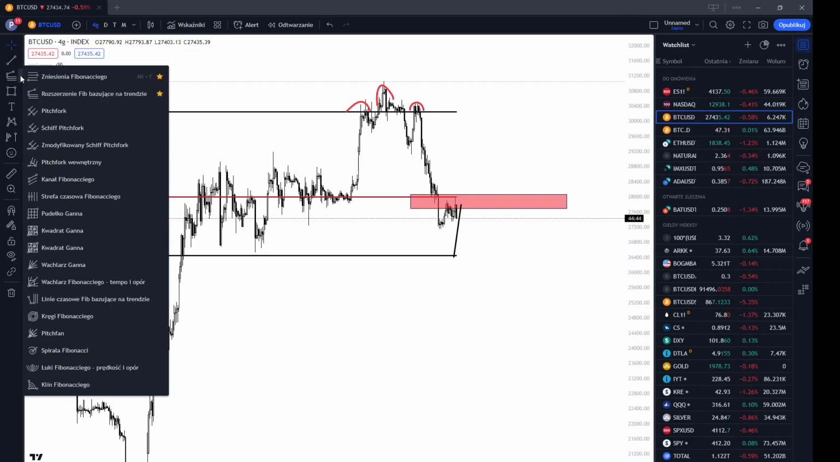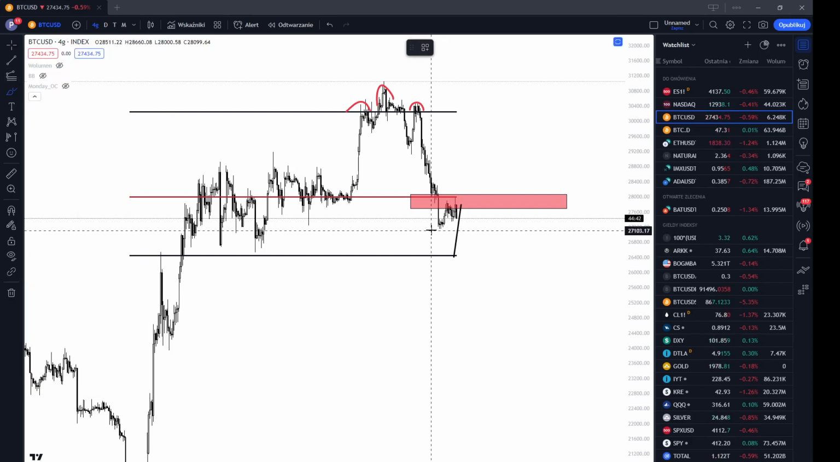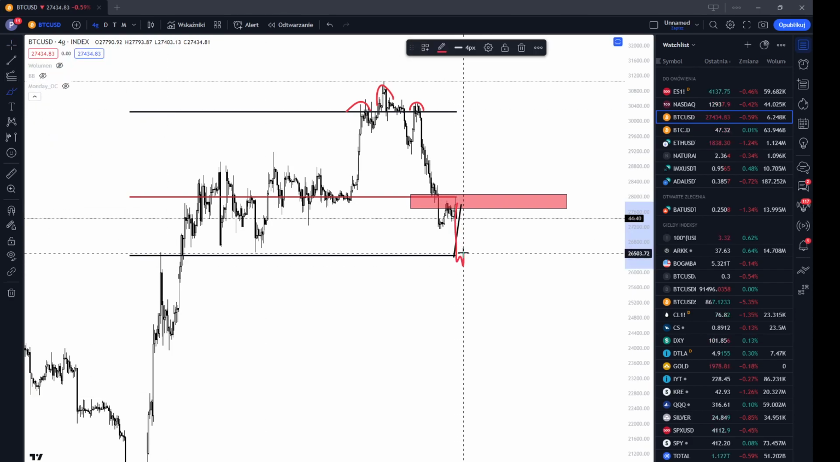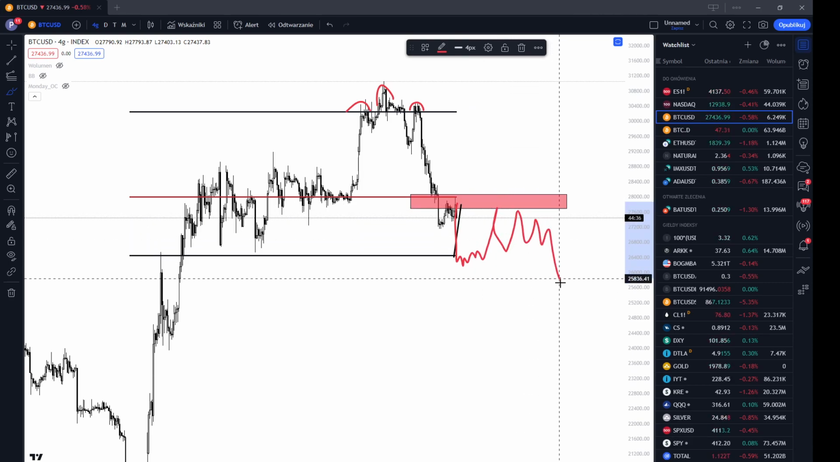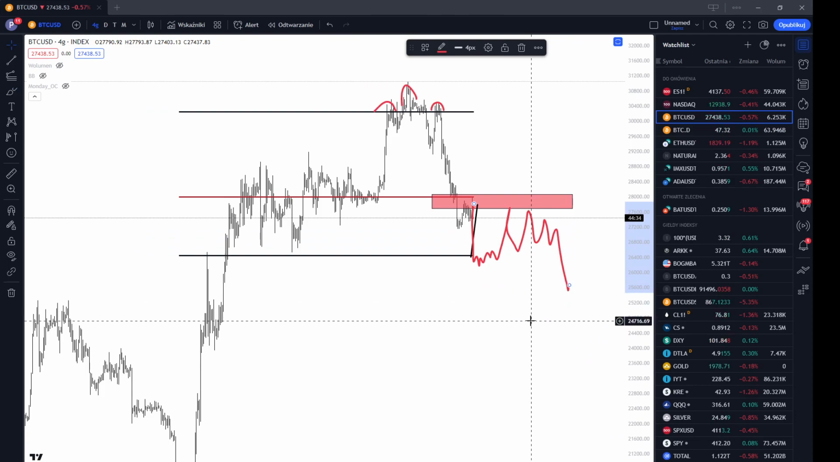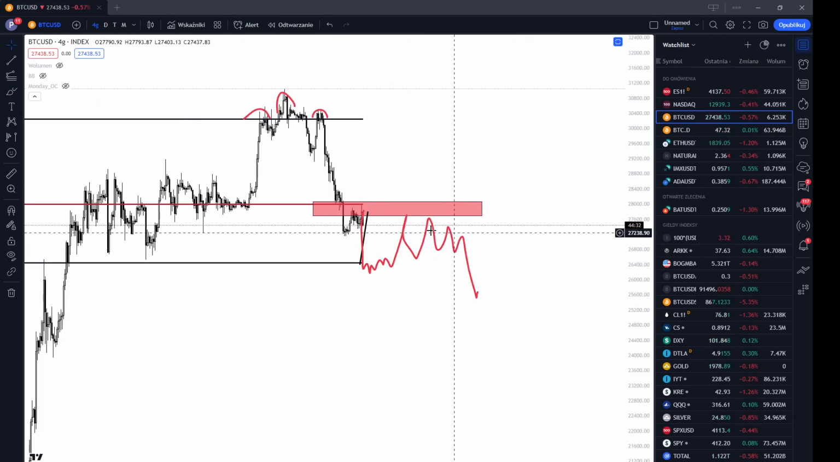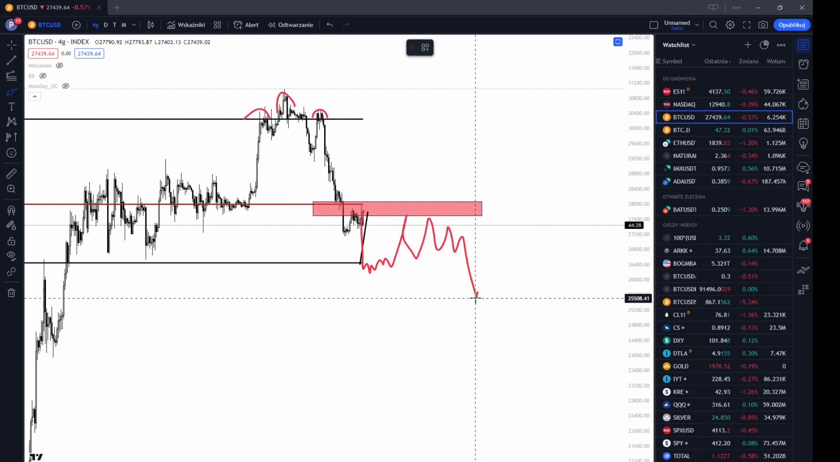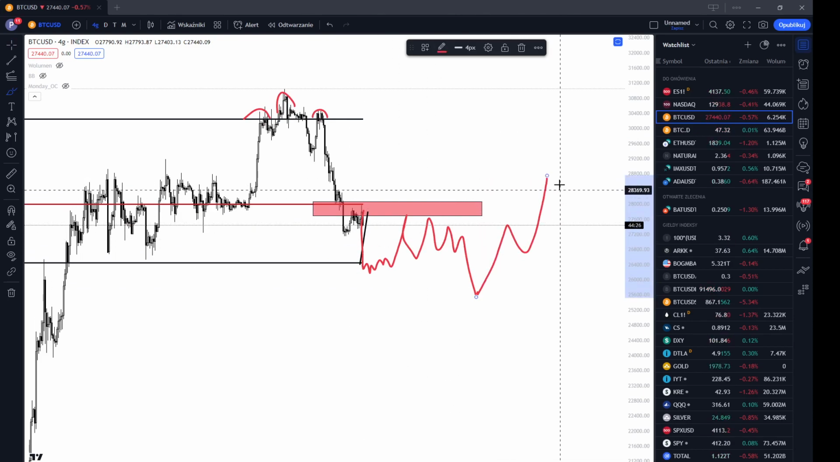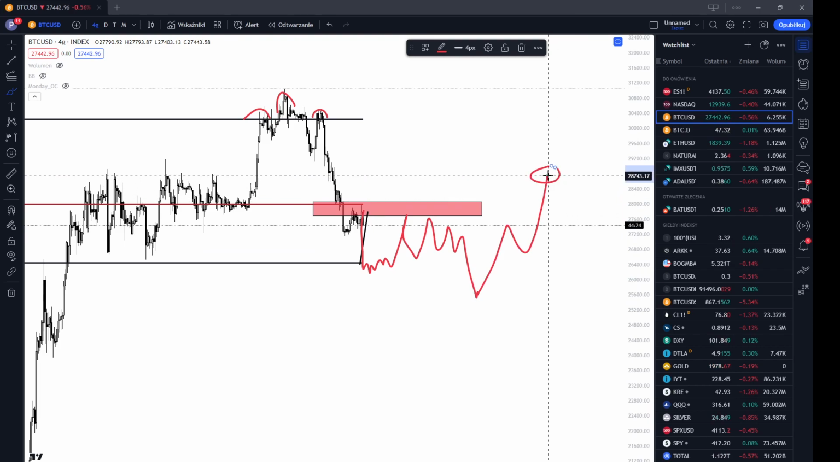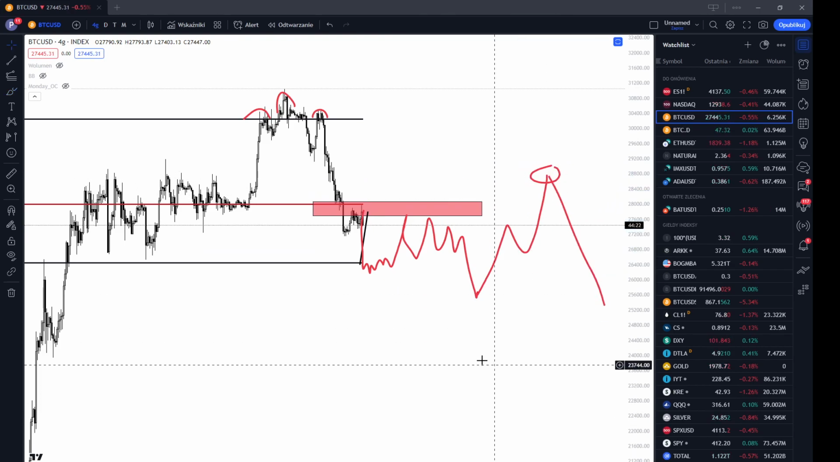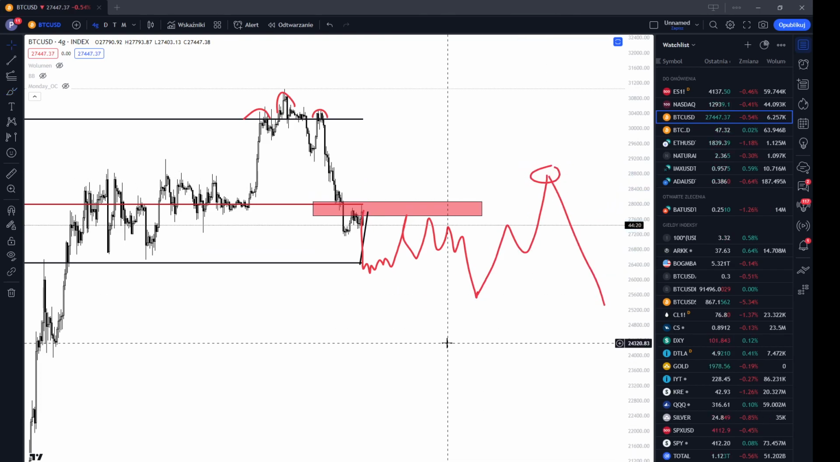Where is it? Where's my brush? Here. If we go down, chop around here, then we get a bounce to here, and probably the next wave down, and only then, so we will establish some kind of consolidation here, I would expect, and then we get a bigger bounce to the upside, and this is a place to short. So that's how I'm going to play it. Maybe one last time today.